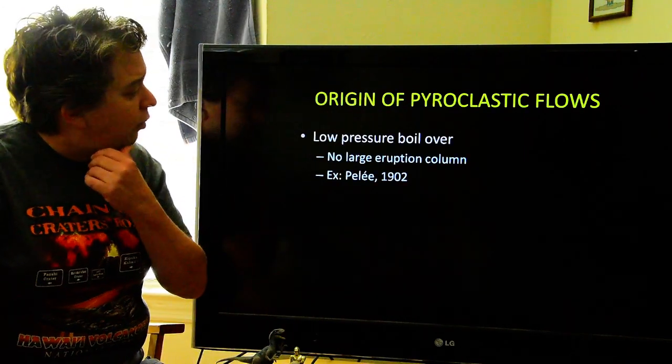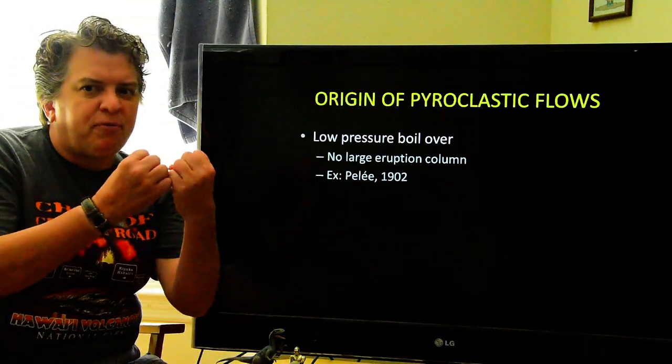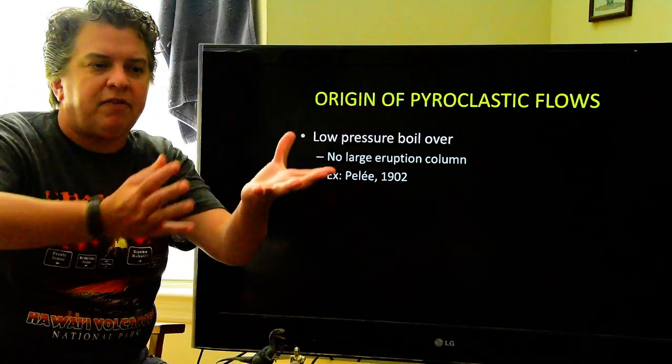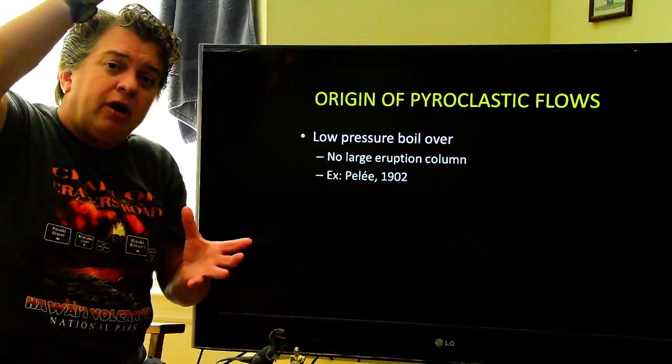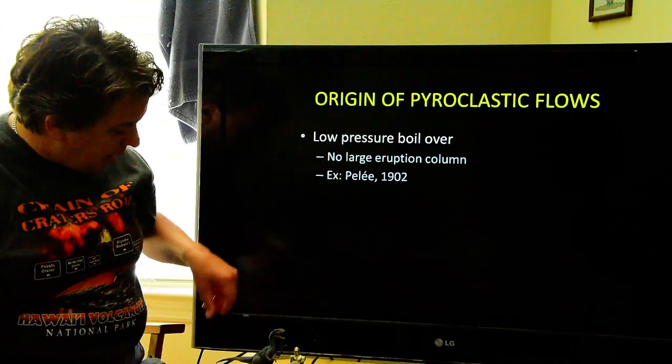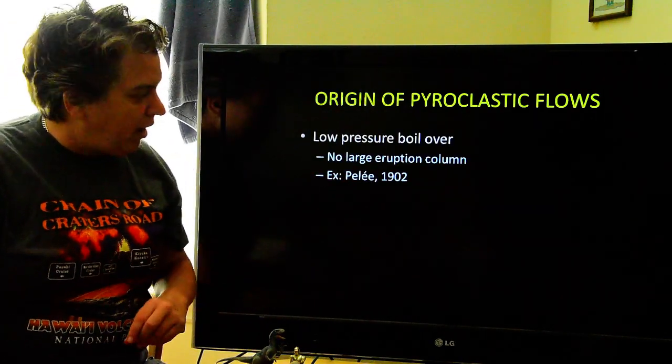You can have what's called low pressure boil over. And this is where there's just enough pressure to kind of heave this stuff out of the volcano without having an upward eruption column. And that's what happened in Pele in 1902. That's what the one guy survived.